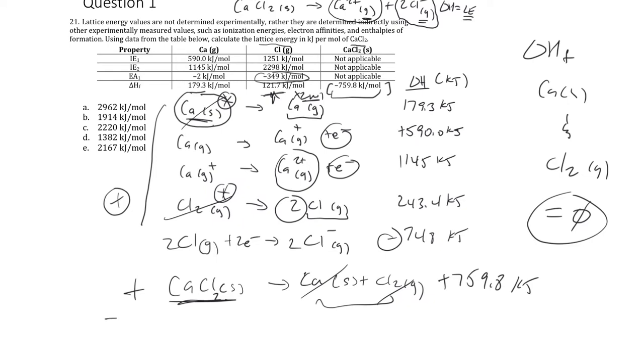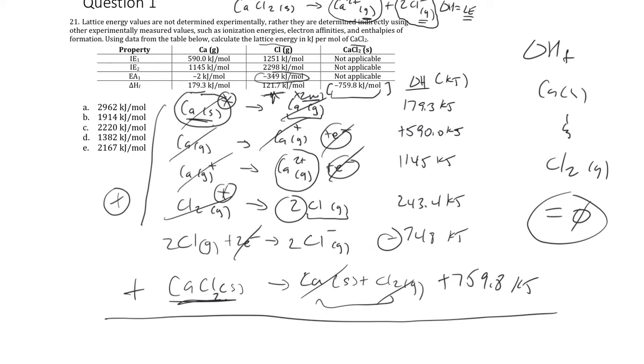Now I'm adding all these reactions up. And notice how everything cancels. My electrons canceled here. Calcium gas cancels. Calcium plus cancels. 2 chlorine atoms cancel. The only thing that's not canceling is CaCl2 solid going to Ca2 plus and 2 chloride minus gas. So I do 179.3 plus 590 plus 1145 plus 243.4 minus 748 and then plus 759.8. So I get 2170.